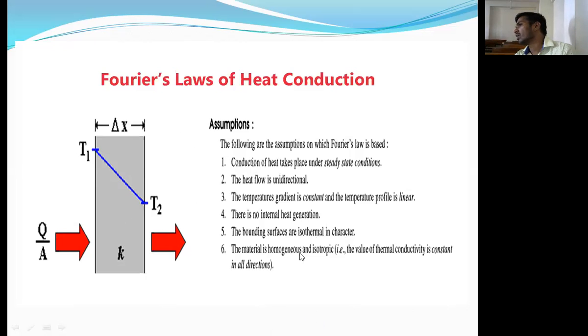Then the material is homogeneous and isotropic. So what is the meaning of that? The thermal conductivity is constant in all directions. So whatever the material we have considered has constant thermal conductivity. So that's why we have taken K as the thermal conductivity of this plate. Okay, so these are the assumptions.